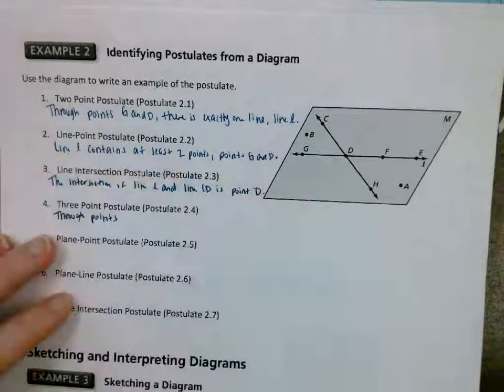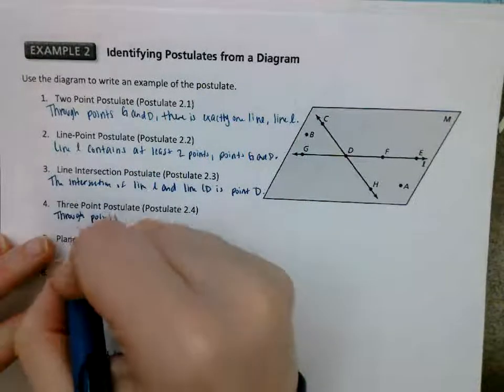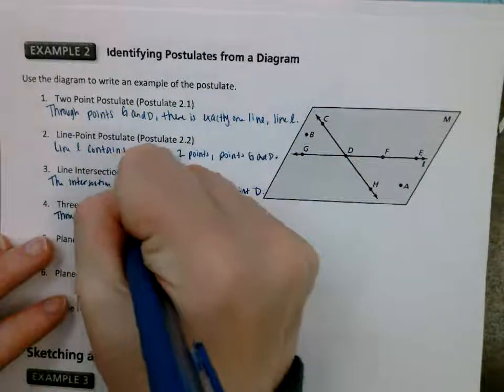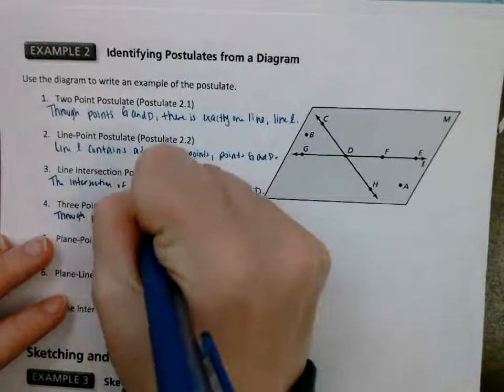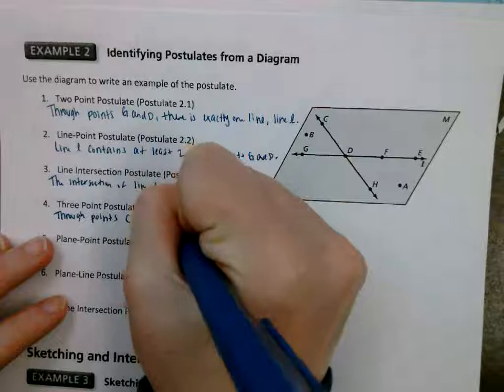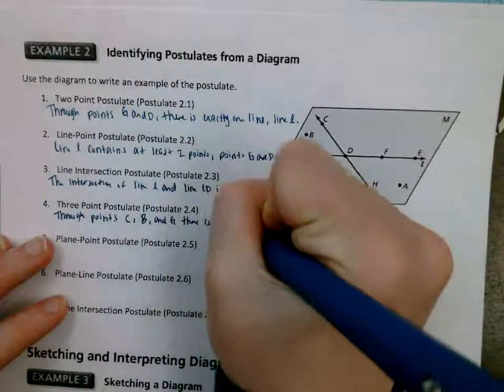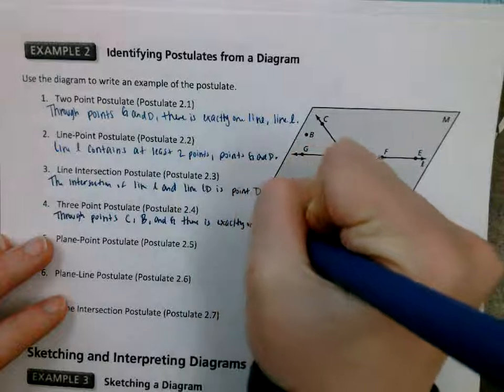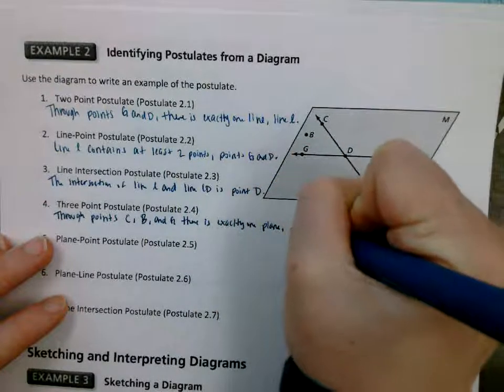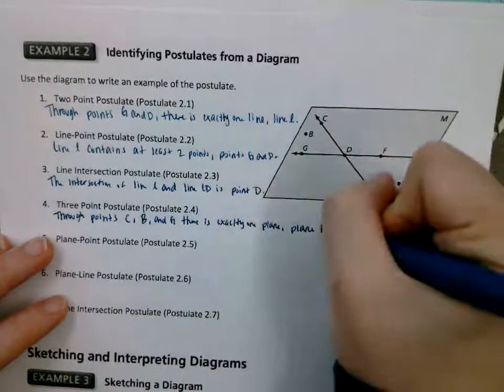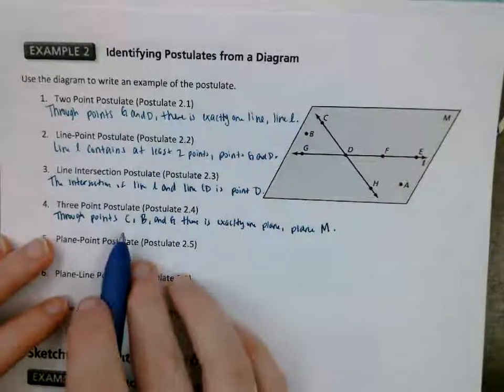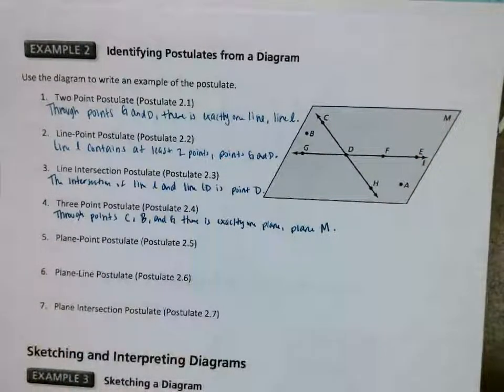Okay, and remember these cannot be all collinear, so I need one that is not on the same line. So I'm just going to make it easy and do C, B, and G. There is exactly one plane, they call it M, or remember you can do capital C, B, G all squished together. Okay, either one would be fine.